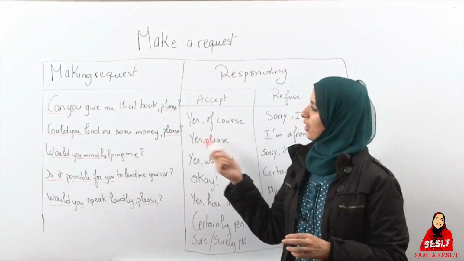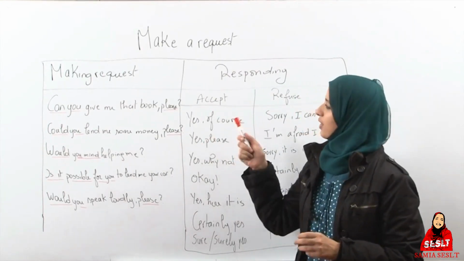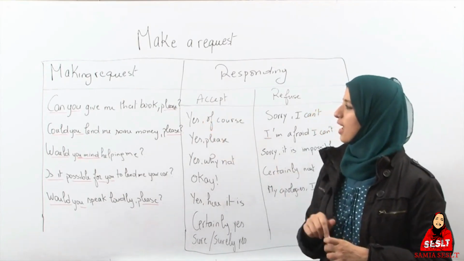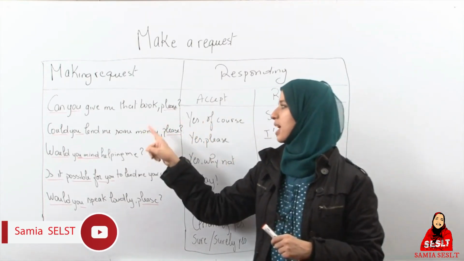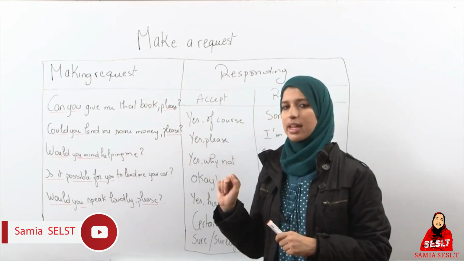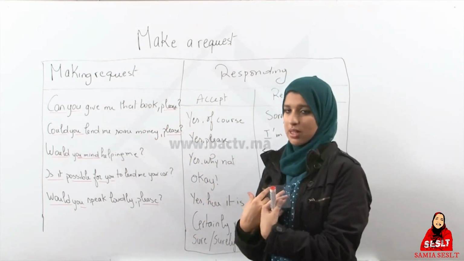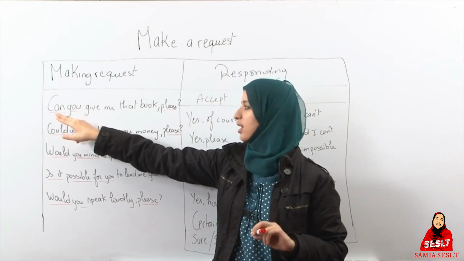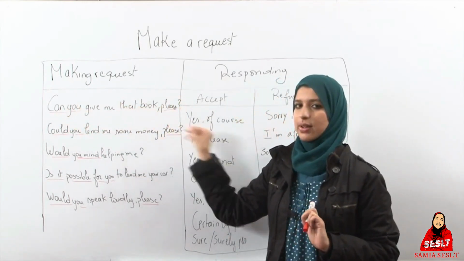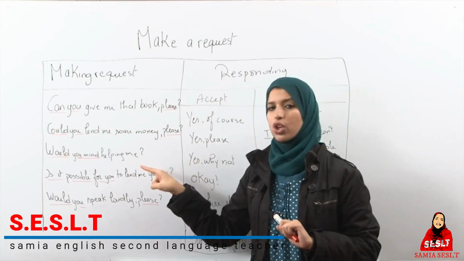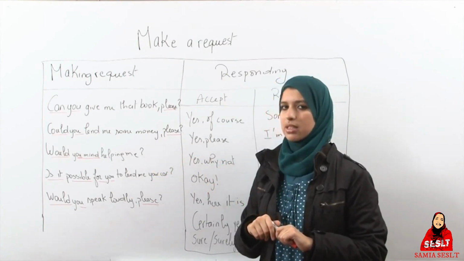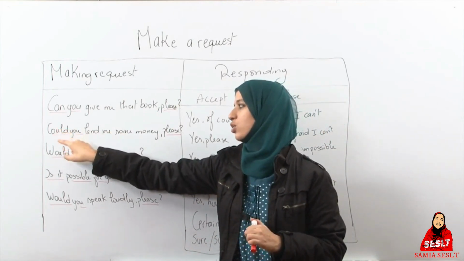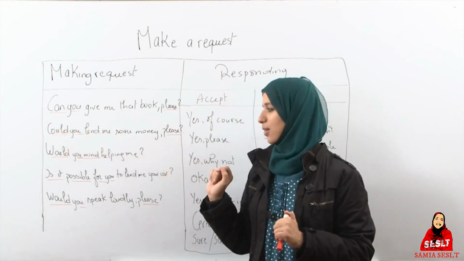All right, here are the expressions we have. Some expressions to make a request. Let's see them. We can say, can you give me that book, please? All right, here I'm asking someone to give me something. The expression is the one that is underlined in red. Can you, please, okay? Or I can say, could you lend me some money, please? Nobody's lending money that way, okay? But just the expressions we can say, like, could you, please, all right?